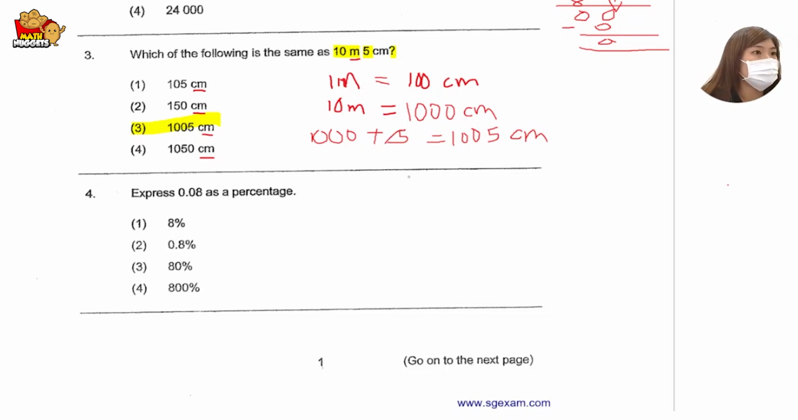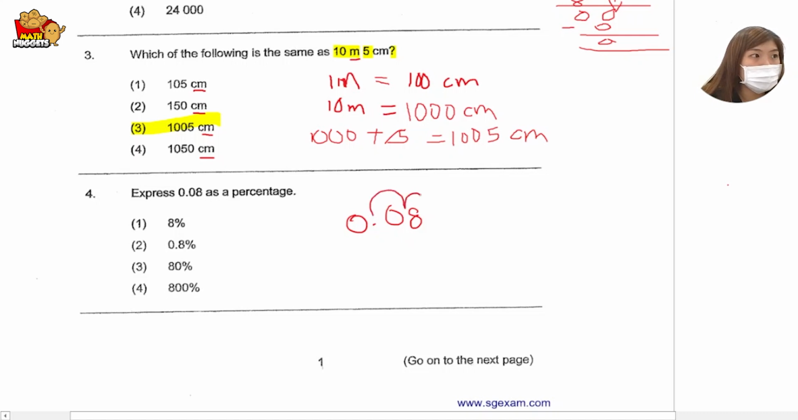For the next question, question 4, express 0.08 as a percentage. To express 0.08 as a percentage, you need to multiply by 100%. So 100 has 2 zeros, so you can just move by 2. So it will be 8. So the answer would be 8%.